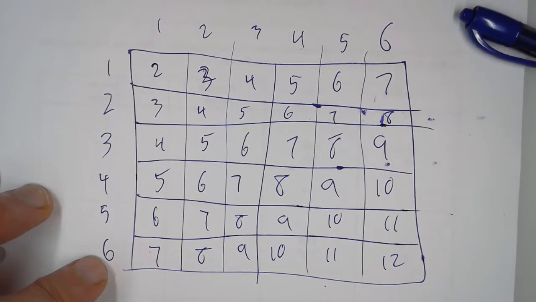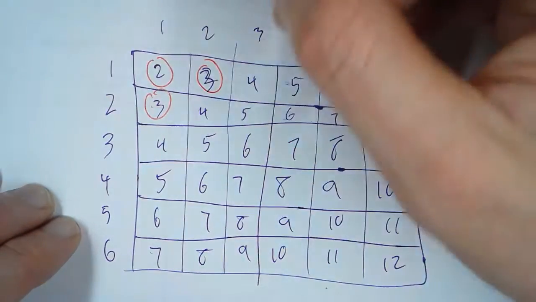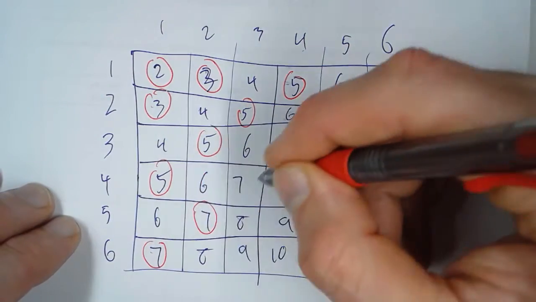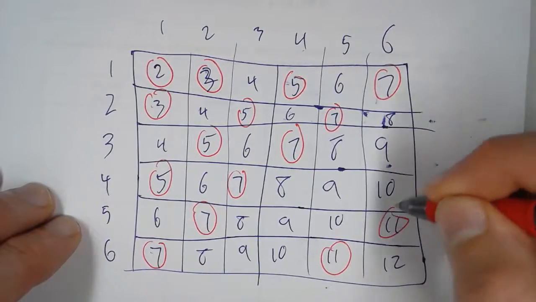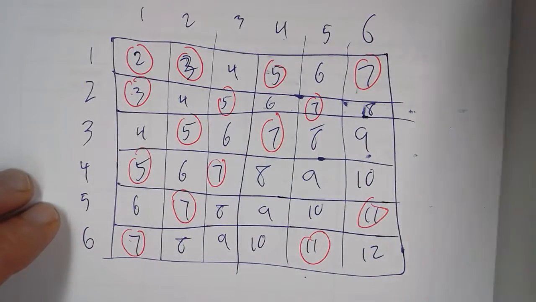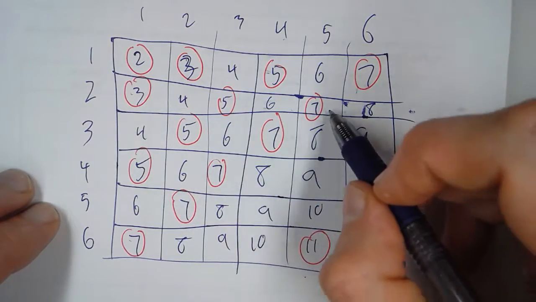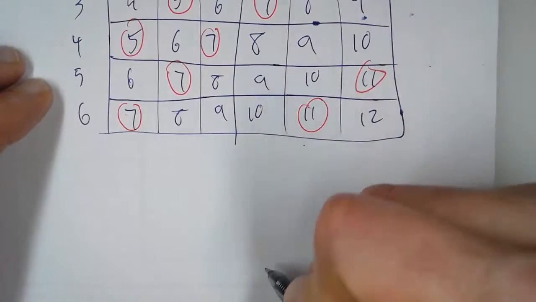So now we need to circle all the sums that are prime. So 2, 3, 5, 7, and 11. So there's 36 total outcomes, but there are 1, 2, 3, 4, 5, 6, 7, 8, 9, 10, 11, 12, 13, 14, 15 that are prime.